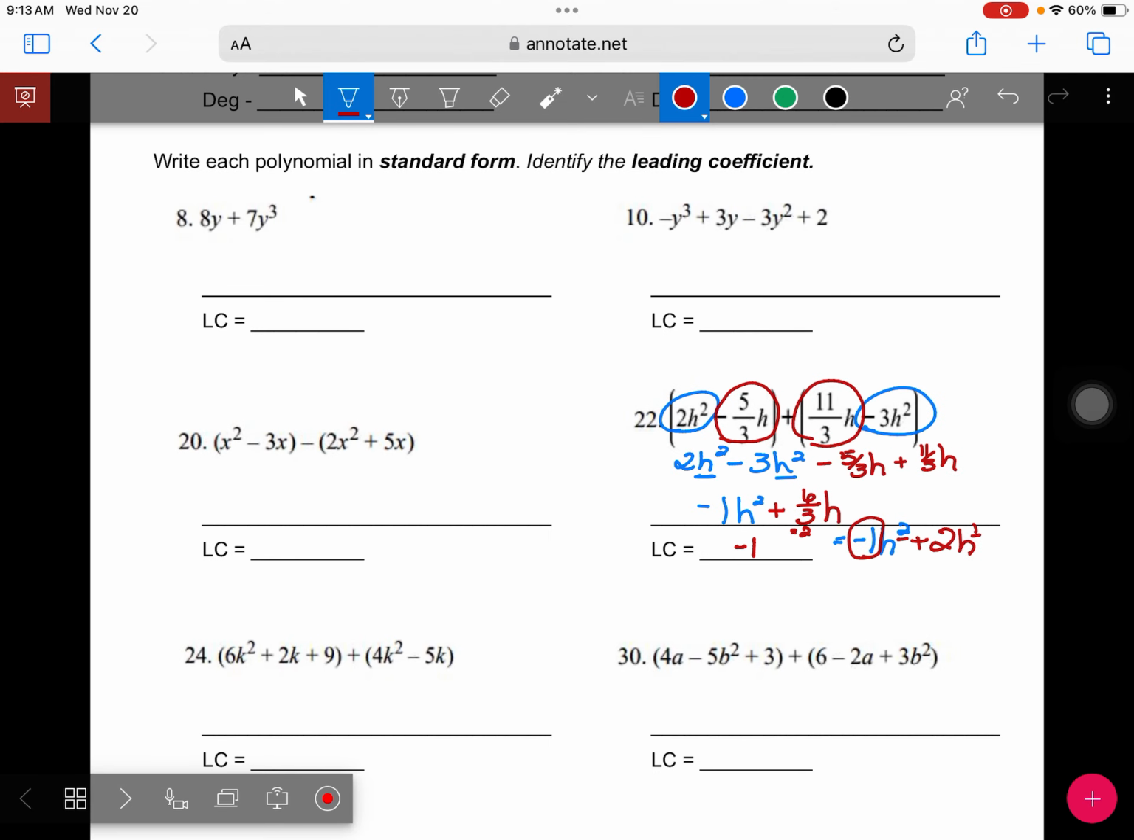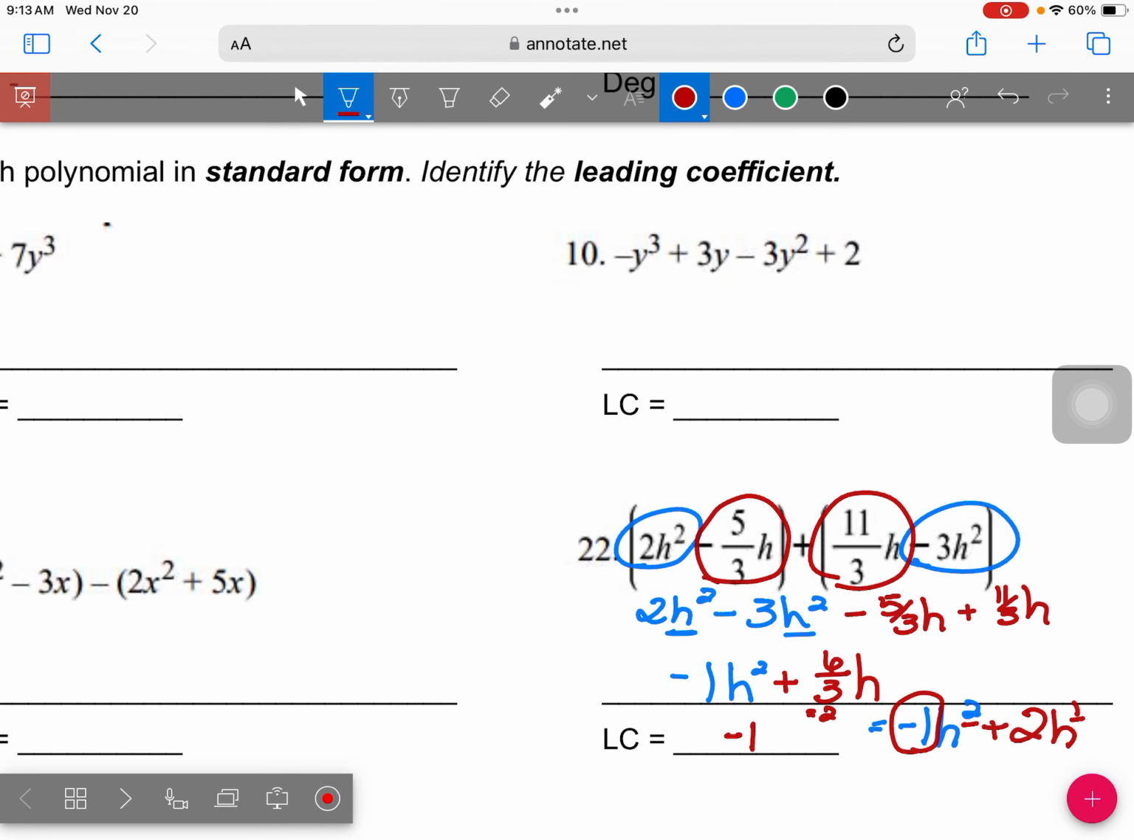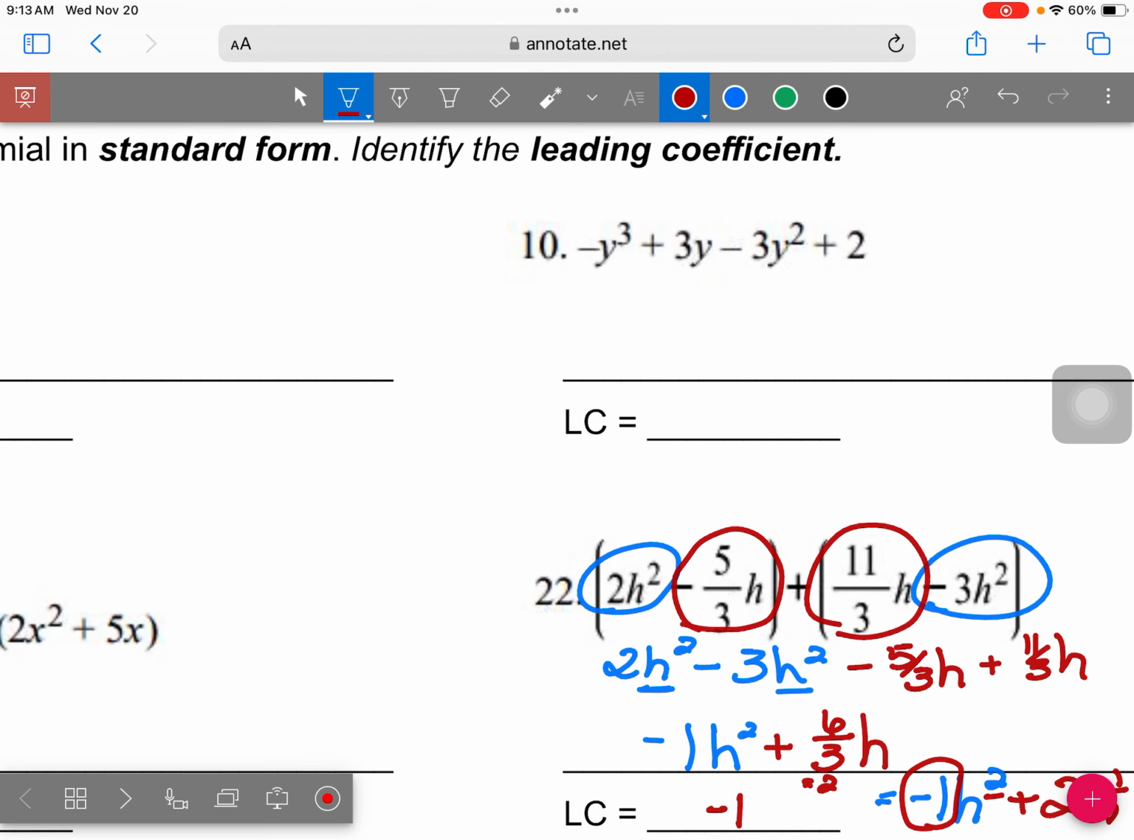Number 10. Okay, so write each in standard form and identify the leading coefficient. So here I have negative y to the third plus 3y minus 3y squared plus 2. What is my exponent on 3y right here? 1 on the y, right? If I'm putting it in standard form, that means greatest degree to smallest degree.